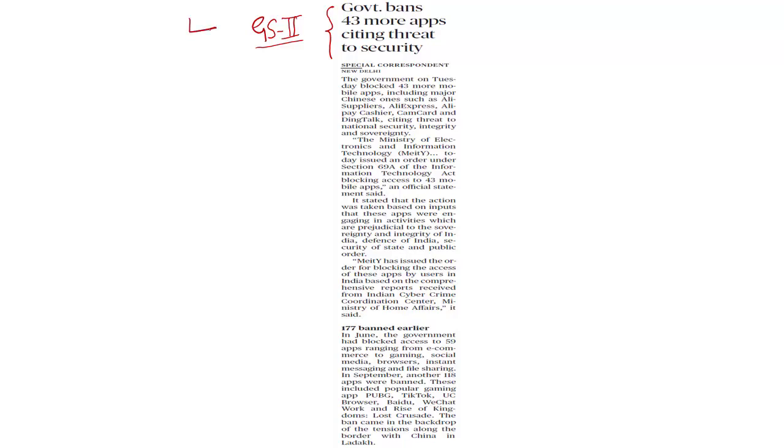The tensions between India and China on the Line of Actual Control have gravely impacted Chinese businesses in India. In June this year, 59 Chinese apps were banned, such as PUBG, TikTok, etc. Then more apps were banned, and now 43 apps have been banned.